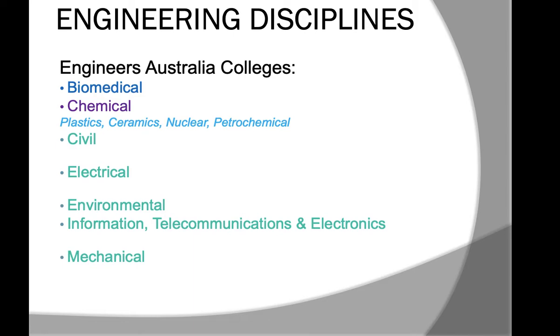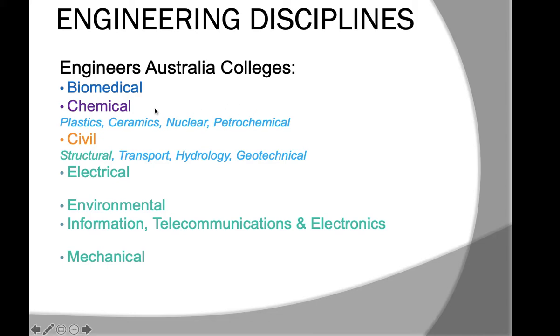These are all different sub-disciplines within chemical engineering. A chemical engineer could work in, say, water sanitation. They could work in refineries. They could work in a whole bunch of different fields. Okay, so the next one is civil.